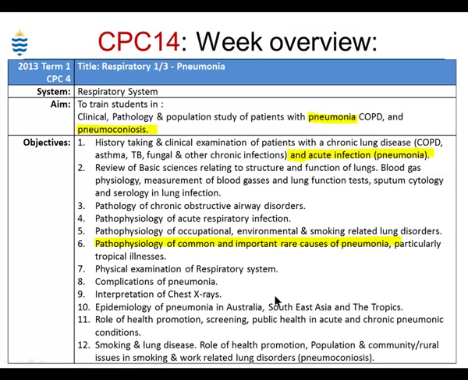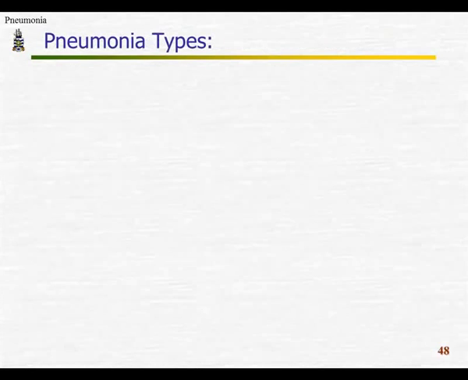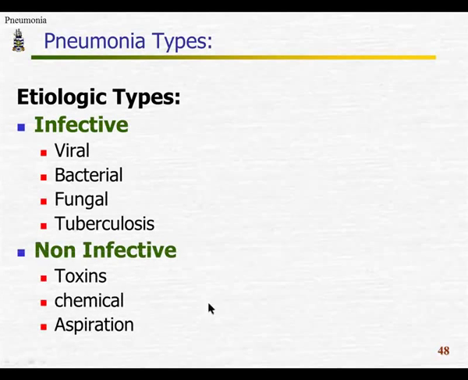Now, starting with the respiratory system, week 4, acute inflammations, pneumonias. Pneumonia: aspiration, bacteria entering the alveoli, multiplying, causing inflammation, exudation, clearing, resolution, or it can go into abscess and complications. Pneumonia, there are many different types, infective, non-infective.